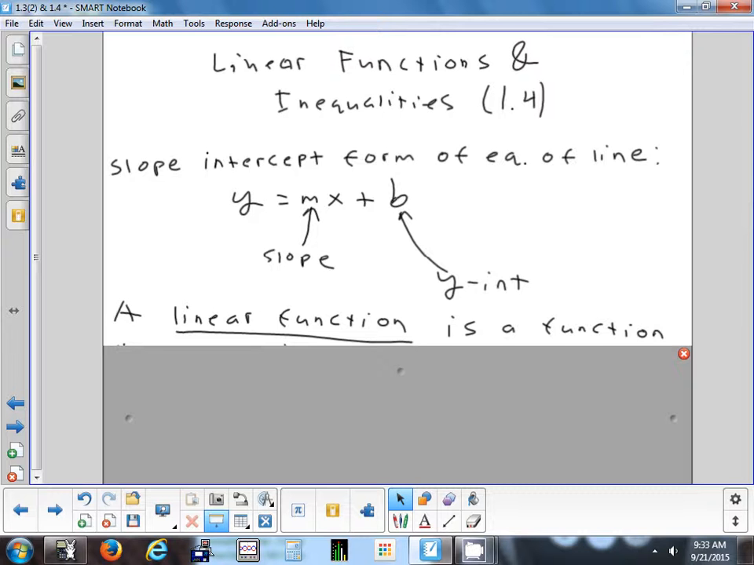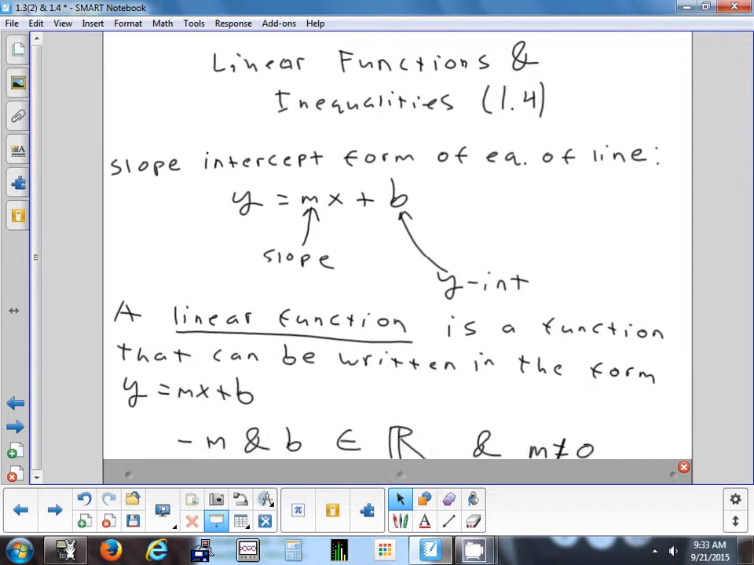Anything we draw in the form y equals mx plus b is going to look like a line. That's called a linear function. Linear functions are written just like that, meaning when you draw it, it looks like a line. It's not curved like some of these other graphs we've been doing. M and b can be any real numbers you want. That's what this says: m and b are elements of the real numbers. So your slope can be a fraction, a positive, a decimal, a negative. The only thing your slope can't be is 0.